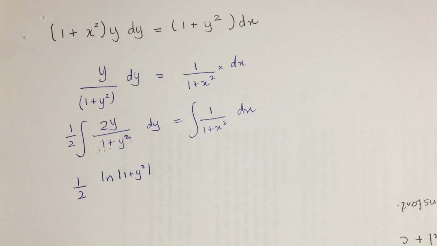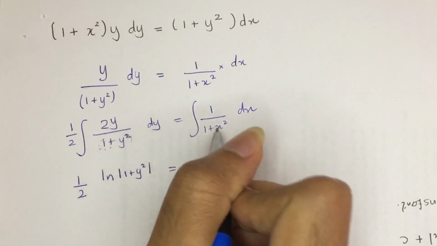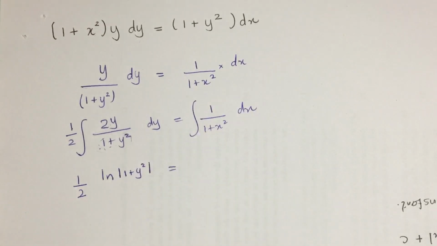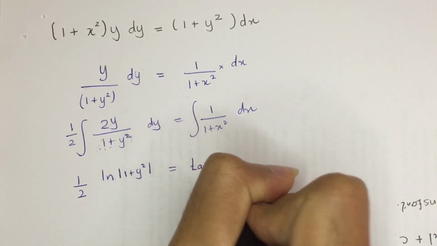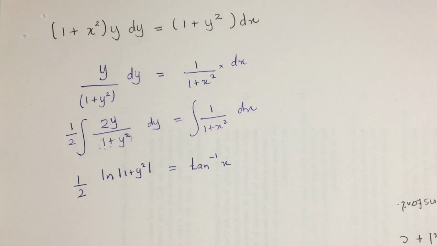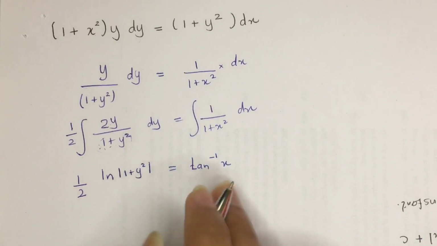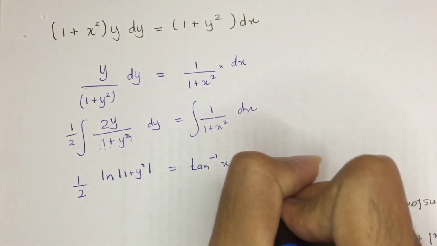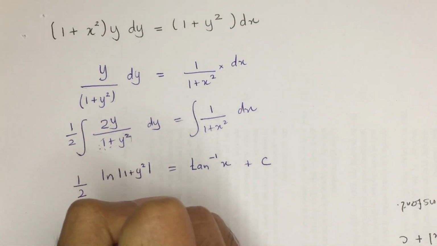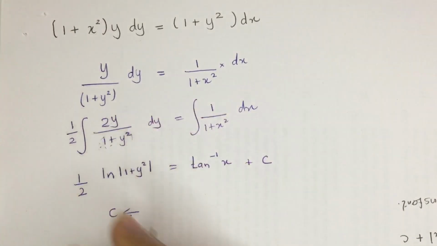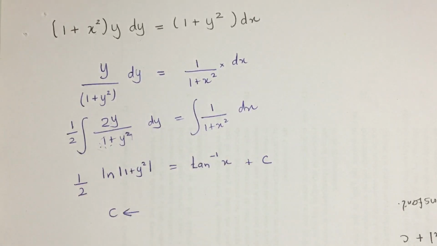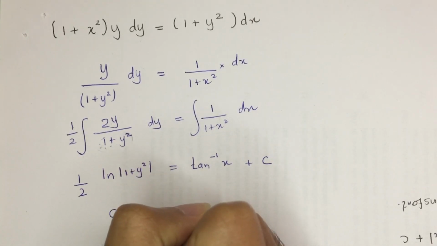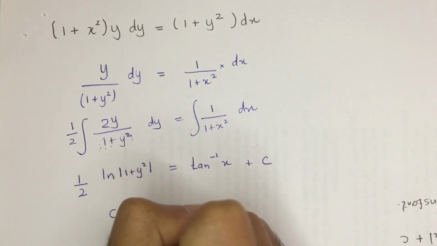The next thing is the other side. We know that the integration of 1 over 1 plus x² is tan inverse x. You don't need to think anything about that; it's a direct integration, you can directly use it. So it's going to be tan inverse x, but remember to put the arbitrary constant c when you are solving this equation. Sometimes they might give some values and you need to substitute those values to find the value of c, but in this question they didn't mention that.